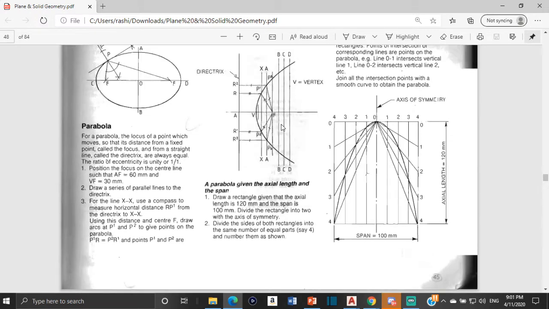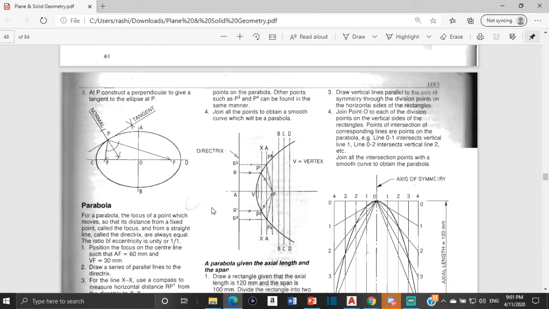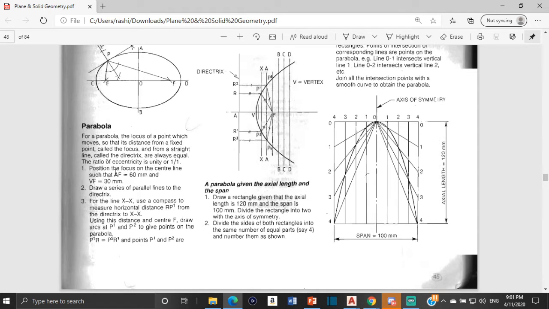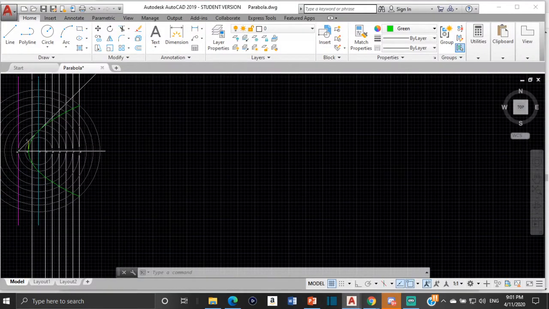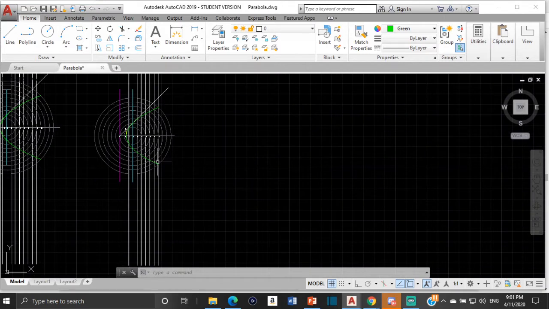So we're going to start by drawing our parabola here. It says that we're given the distance from A to F. So AF, from the focus to the directrix here, is 60 millimeters, and VF equals 30. And V is halfway between A and F. And this is 30, from V to F is 30. So we're going to go into AutoCAD and start constructing our parabola. Now this is one that I've constructed earlier.